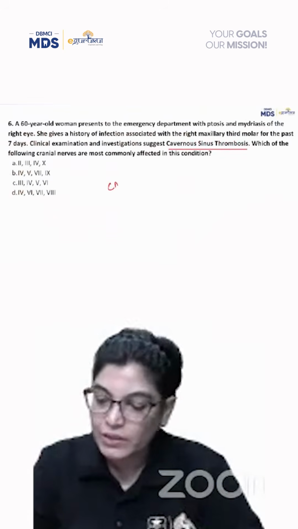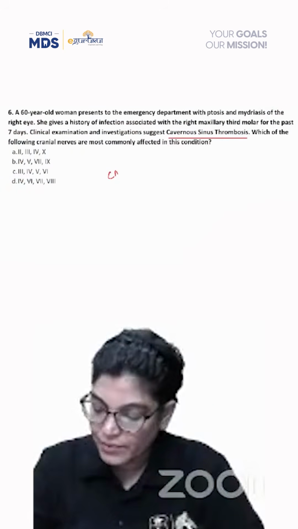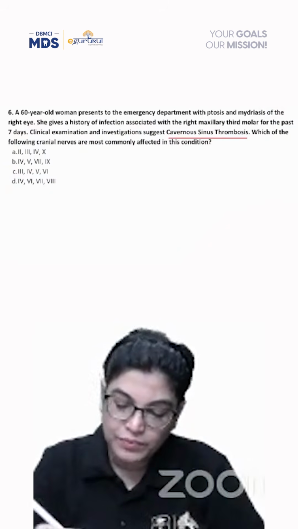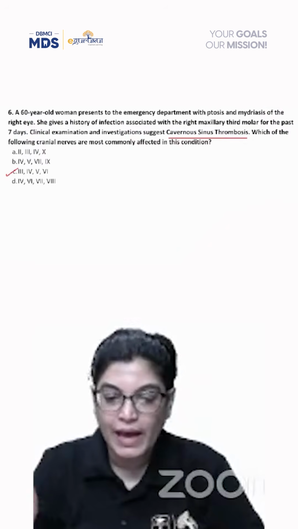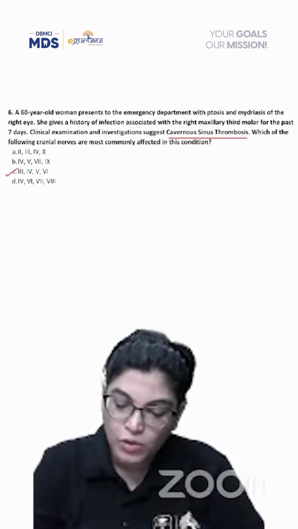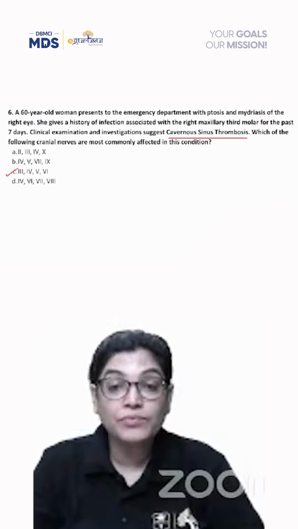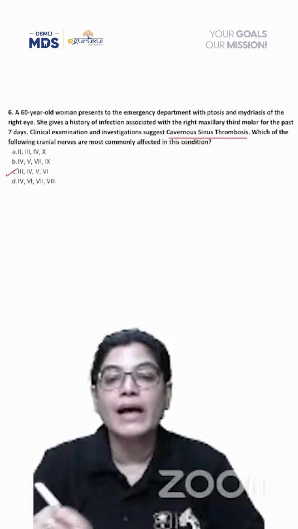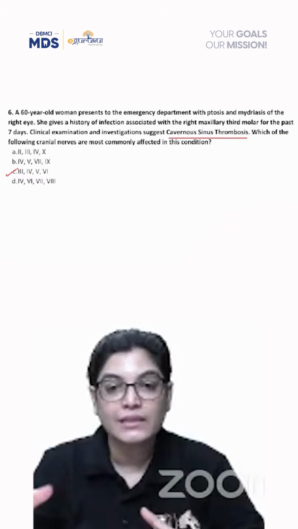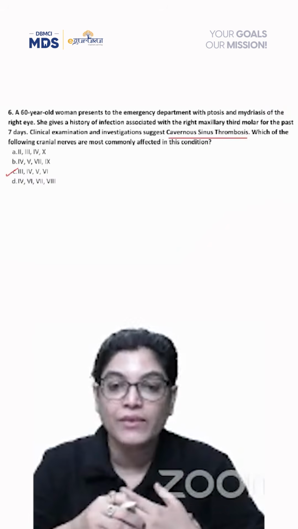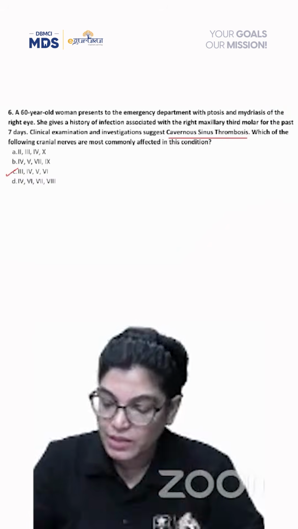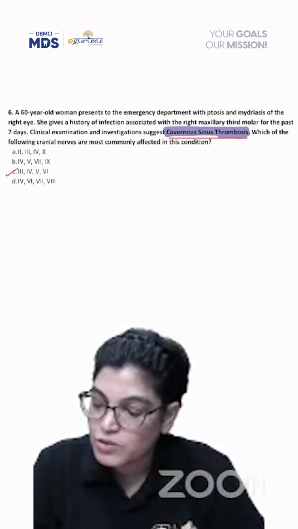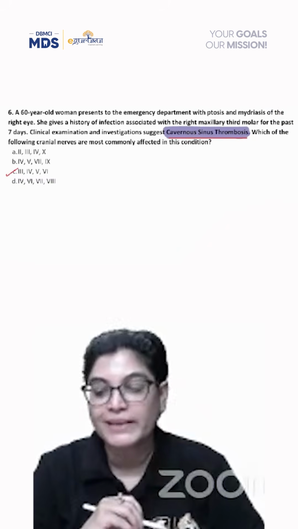So my dear students, according to you, which is the right answer? Definitely we have the third, fourth, fifth, and sixth. The third cranial nerve is the oculomotor, the fourth is the trochlear, the fifth, which branch? The ophthalmic division of the trigeminal nerve, and the sixth is the abducens nerve. So these are the nerves related to the cavernous sinus, and because of infection, here the question clearly mentions cavernous sinus thrombosis. This is the keyword you have to pay attention to.